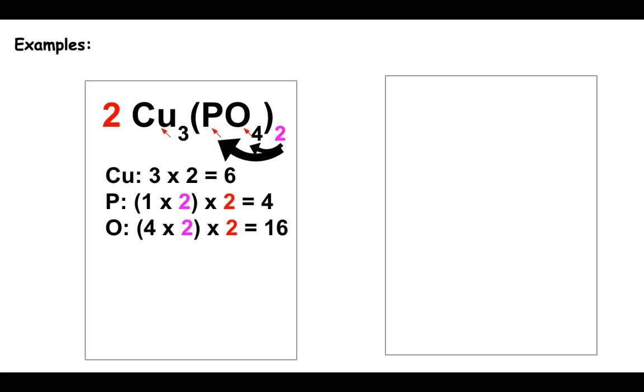All right. For oxygen, we have 4 oxygens, and we multiply it by our little subscript 2 to get a total of 8. And then we have to multiply it by the coefficient 2, so 8 times 2 is 16. You could just do this by hand. Just do 4 times 2 times 2, 8 times 2 is 16, okay? And then we have a grand total of 26 atoms.